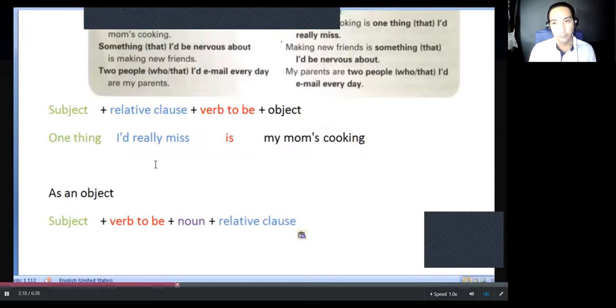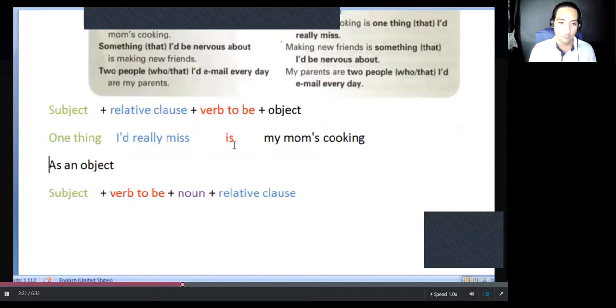So the structure is the following. What we're going to do is change "my mom's cooking" into being the subject of our sentence. All right, so let me go ahead and write that down. I'm going to say my mom's cooking. That becomes the subject of our sentence now.